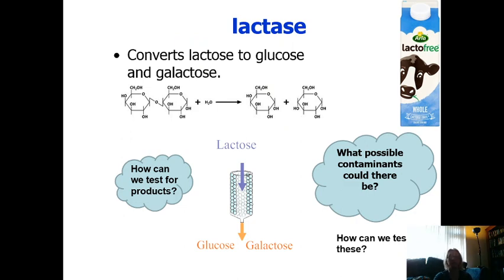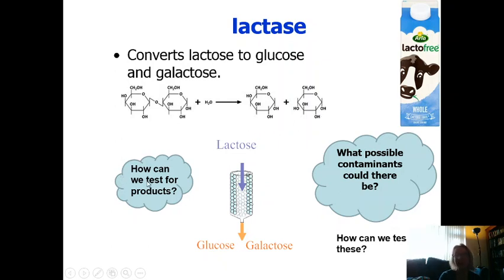Another example from the food industry is the use of lactase. So they can use these immobilized enzymes to convert the lactose to glucose and galactose. So here we've got our lactose molecule, and then we can hydrolyze that, so the lactase will catalyze the hydrolysis of that lactose to give rise to glucose and galactose.